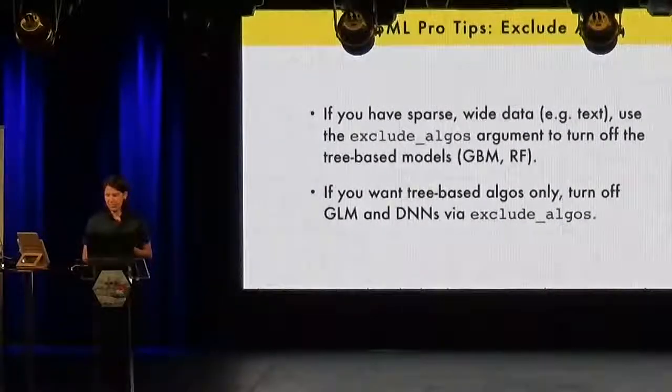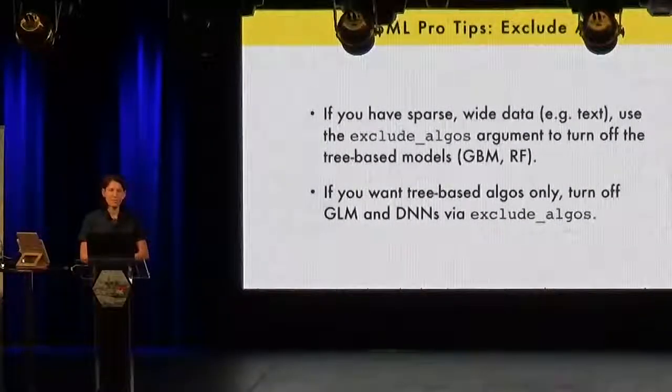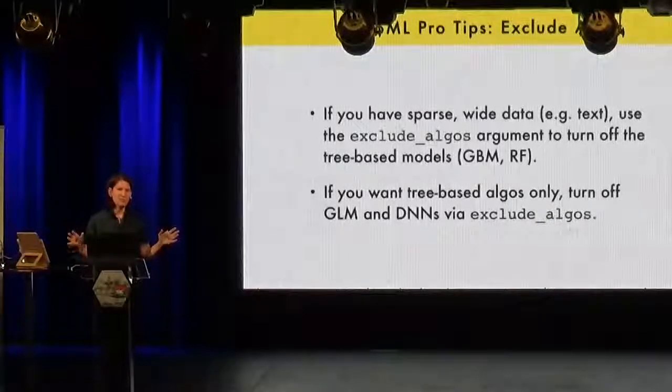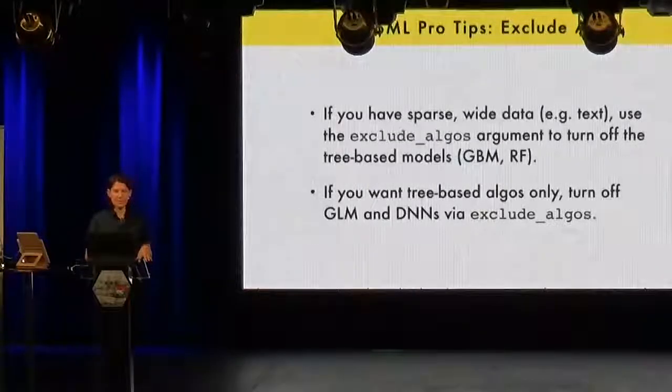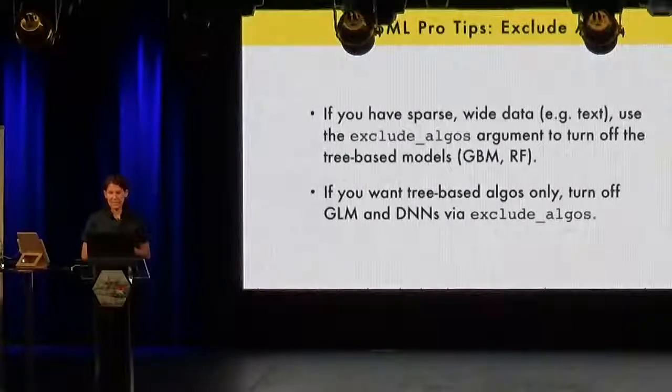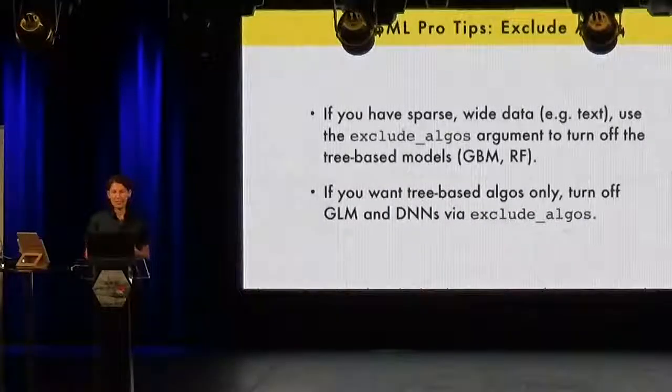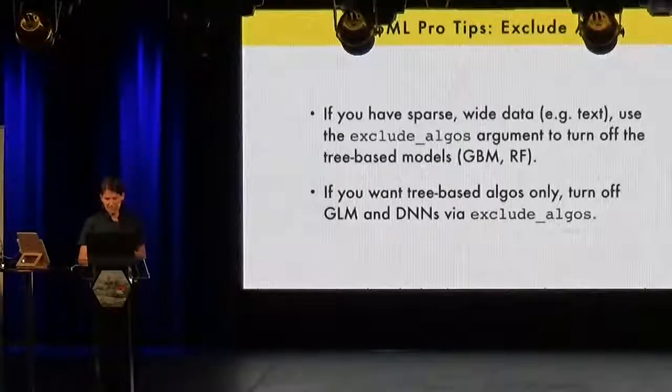So one thing that people asked for when we first put this out was: I don't want to run all these different algorithms. I want to choose which ones I run. Specifically, people are saying they don't want to run the tree-based algorithms, or they don't want to run the GLMs and the deep neural nets. So we have this exclude algos argument where you can turn on and off certain algorithms. The reason people would want to do this is if you have really, really wide sparse data, you might not want to run tree-based models on it, for example.